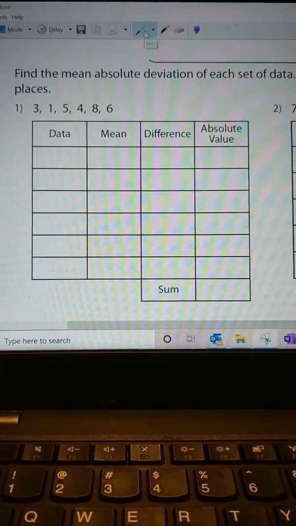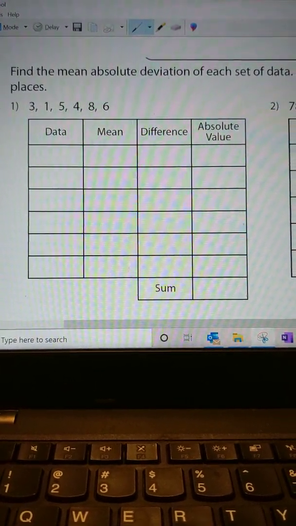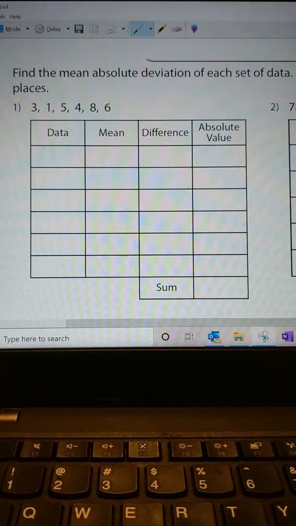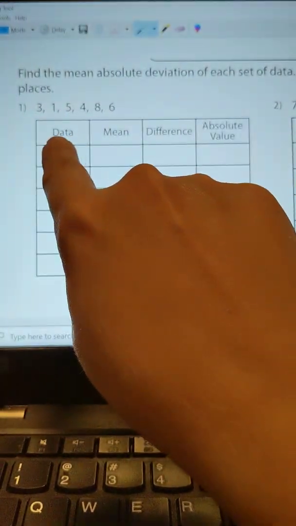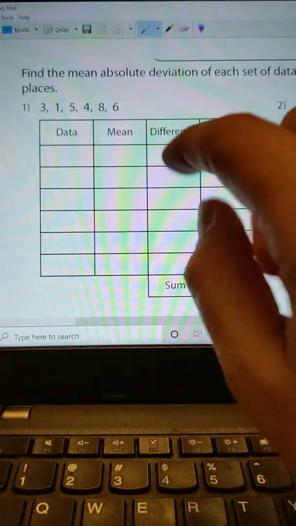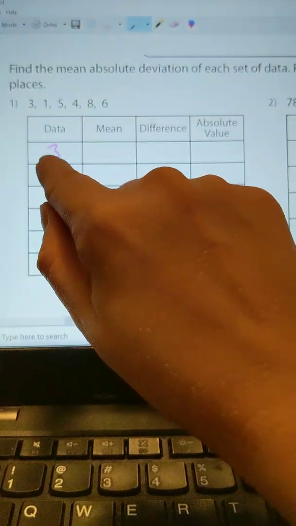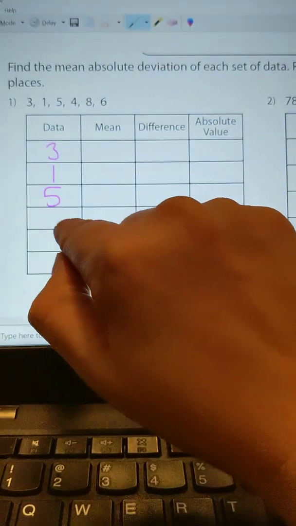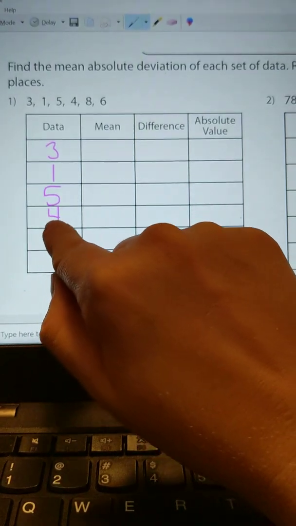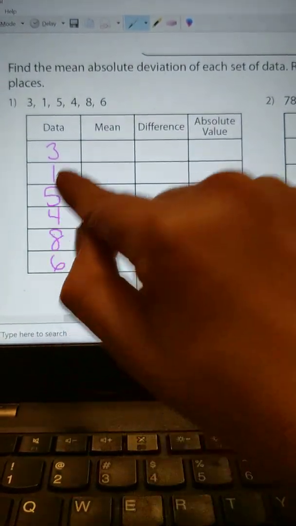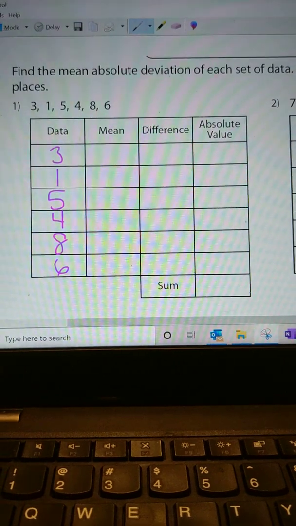So first things first, you have your big list of numbers right here. When it says data in that table, you just take those numbers and write them in that column. So take a minute and write those numbers right in there. So 3, 1, 5, 4, 8, 6. Okay, those are our numbers.